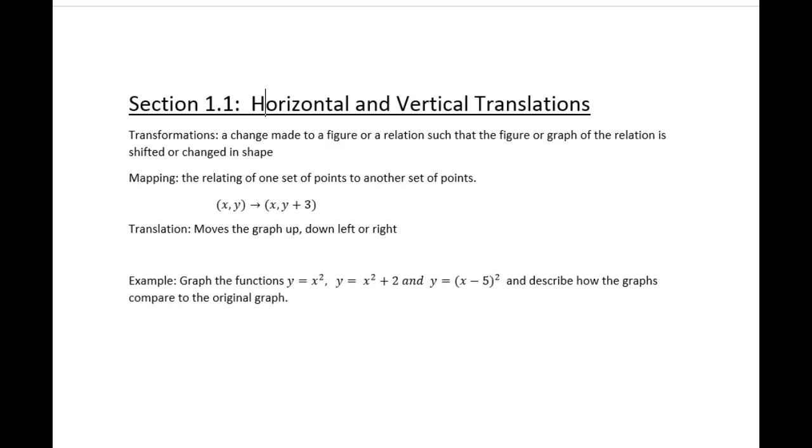If it's positive, and we're talking about our x's, then we're moving left, which is opposite of what you'd probably think. And for vertical, if it's positive, you go up. If it's negative, that means you're going down.